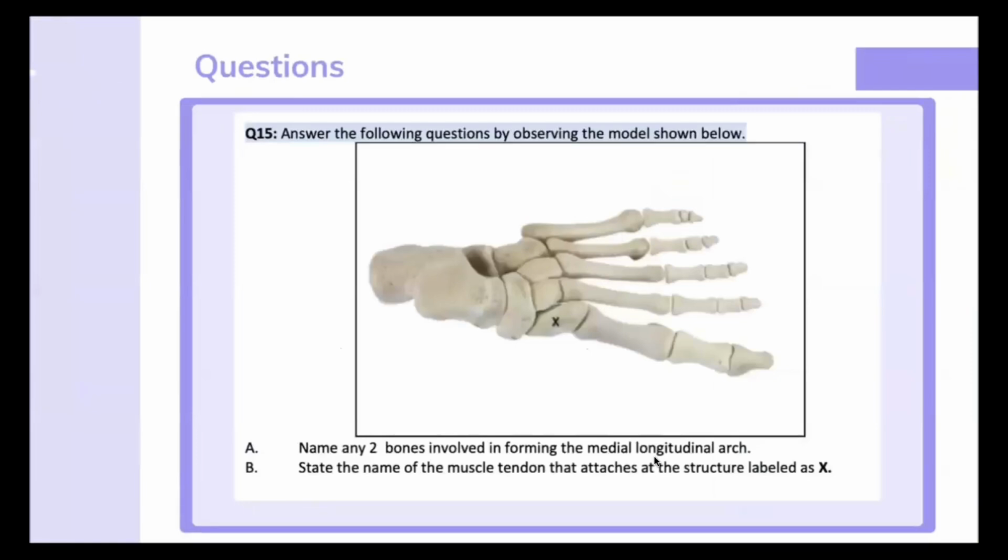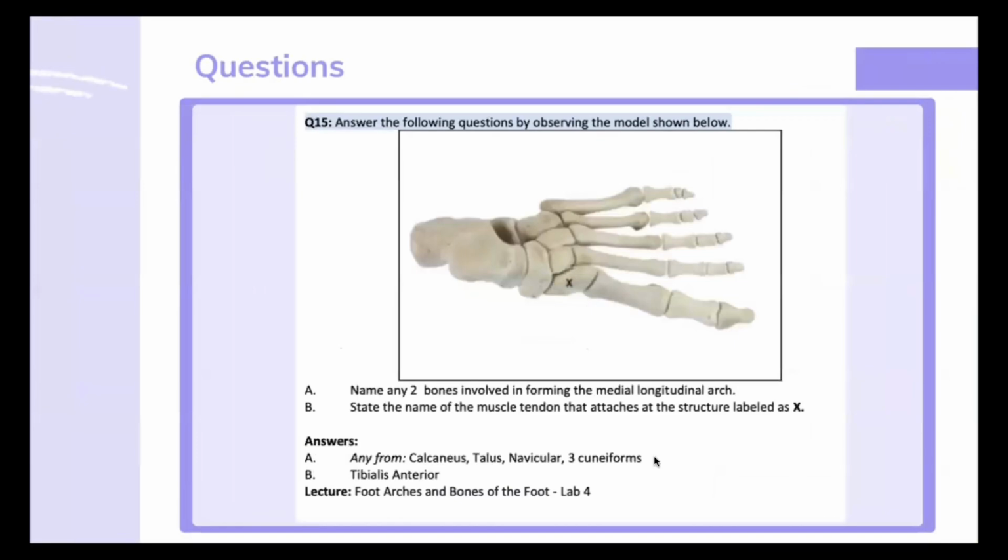And then we move forward. Again, these are just basic bones that are making up the medial longitudinal arch. You can mention any of them and just make sure to focus on the number that they're asking. And the muscle tendon that was attaching right here, I hope you saw it when I was explaining it on the model, but this is again just tibialis anterior, which is coming over the tibia and attaching right under this bone, right? And so that's the tibialis anterior.